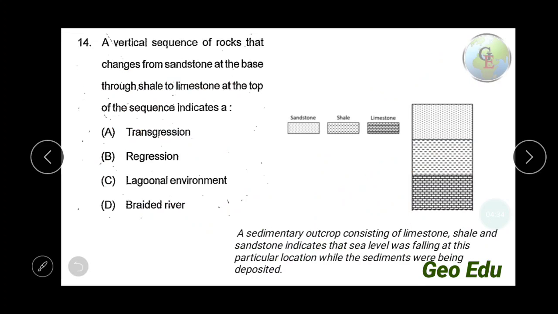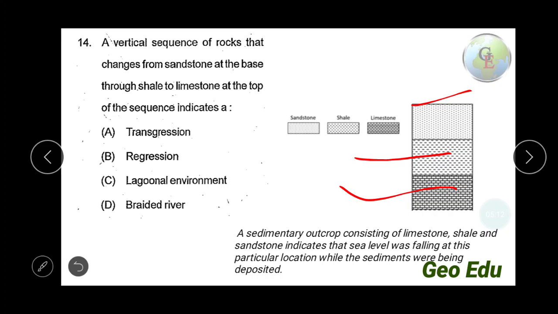Next question. A vertical sequence of rocks that changes from sandstone at the base through shale to limestone at the top. The sequence indicates option A, transgression. Option B, regression. Option C, lagoonal environment. Option D, braided river. As you can see in the picture, this is a sedimentary outcrop consisting of limestone, shale and sandstone, indicating that sea level is falling, that is regression. Here limestone is at the bottom, shale in the middle and sandstone at the top. So it indicates a regressive environment.